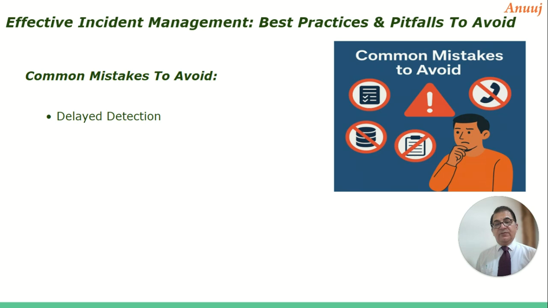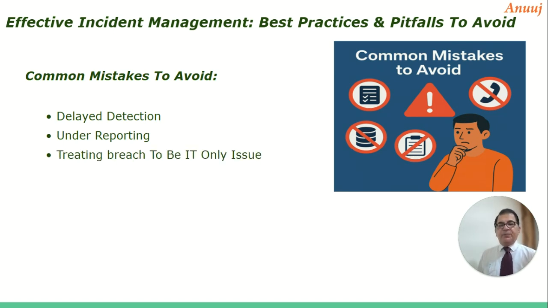Now, what are the pitfalls, the common mistakes to avoid? Delayed detection. That means the tools that you have deployed or your employees are not alert enough to realize that there is something wrong in the system. There could be false alarms. False alarms could also be because of employee education or tools, but they need to be handled very carefully because you cannot ignore an alarm assuming it to be a false alarm. Underreporting, people want to hide and correct it quickly. No, that does not work like that. Treating a breach as an IT only issue. I spoke about it on the previous slide also. A breach may not always be an IT only issue. It could be beyond that.